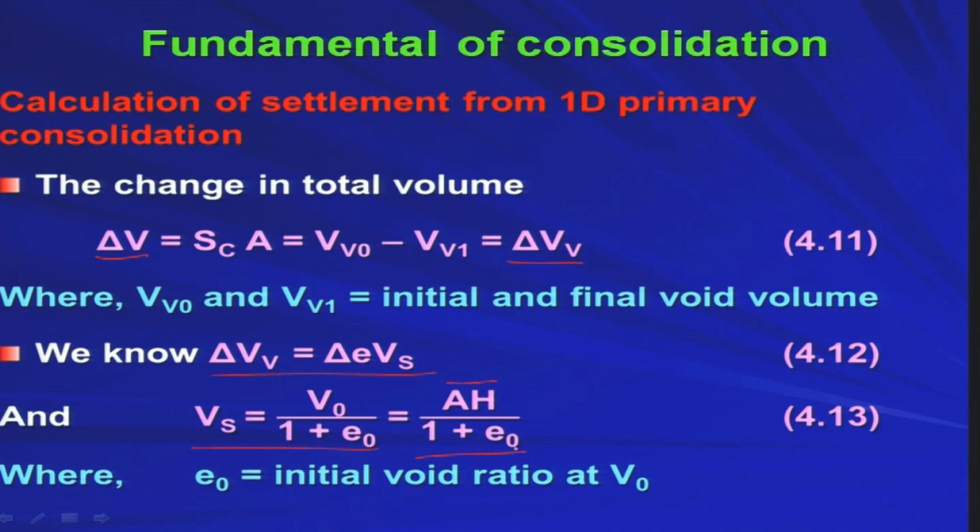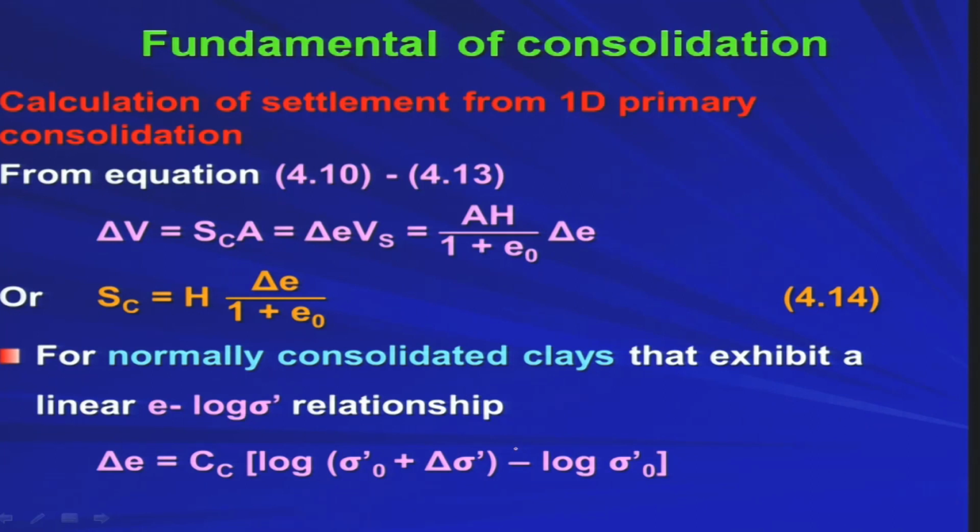Equations 4.12 and 4.13 are not new to you; these equations we have already covered, discussed and established earlier. So from equations 4.10 to 4.13, what we are getting is delta V equal to S C into A, equal to delta e into V S, equal to A H divided by 1 plus e naught into delta e.